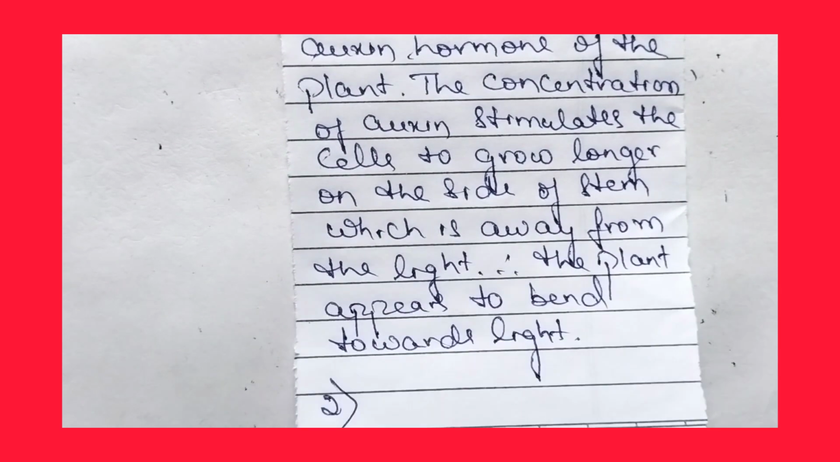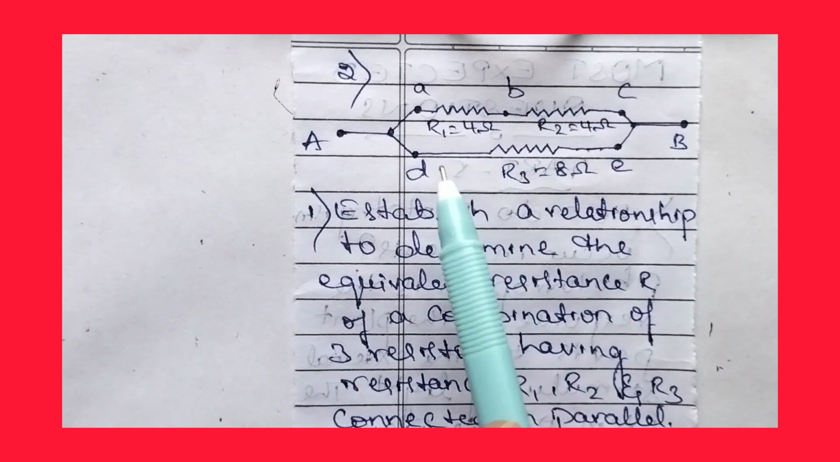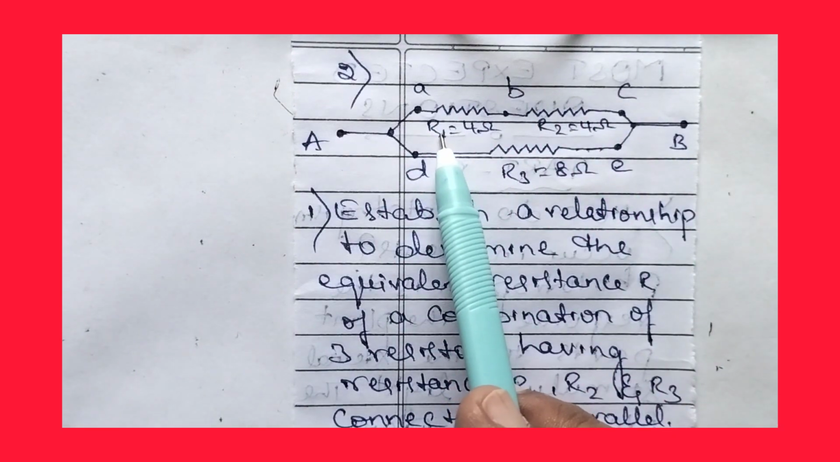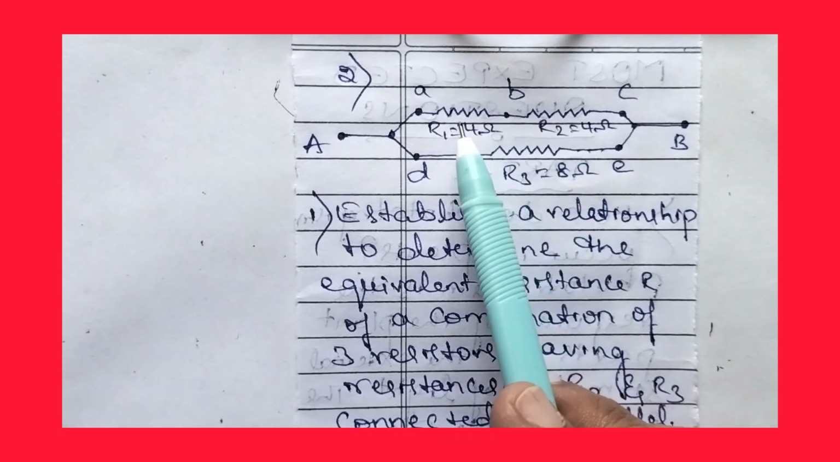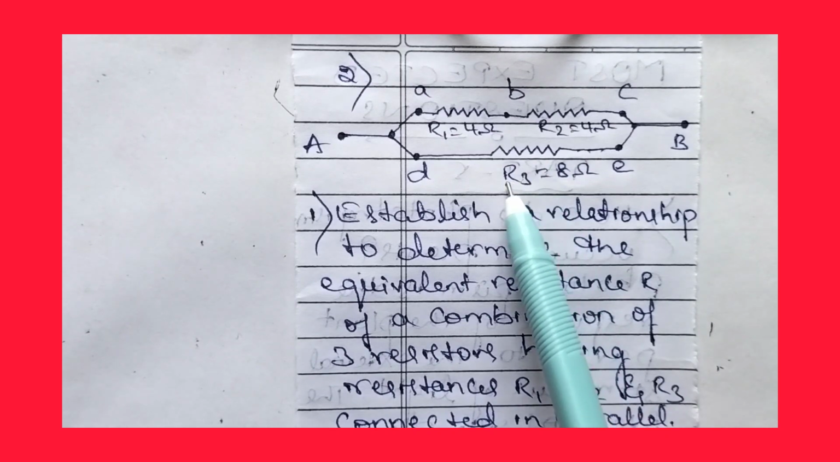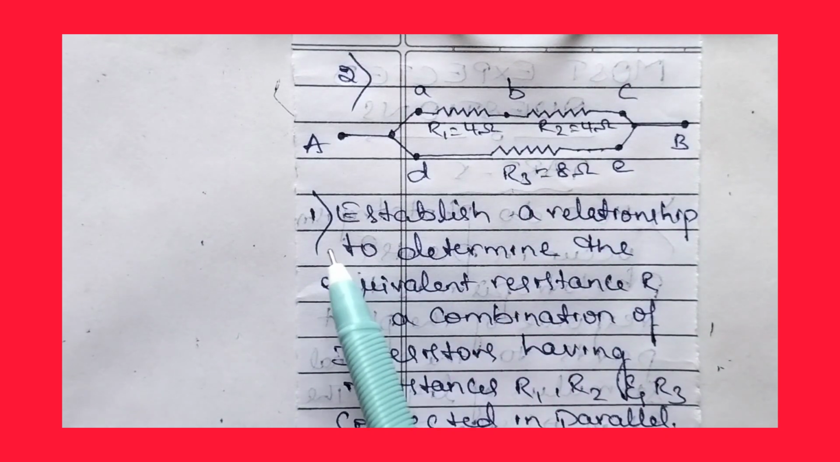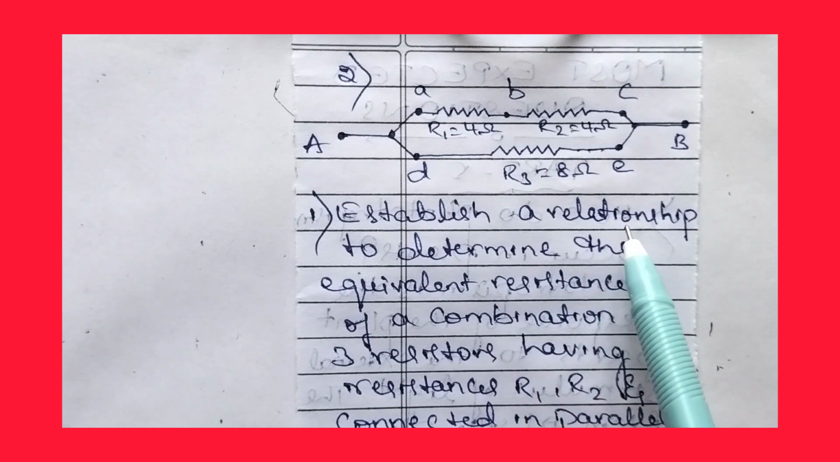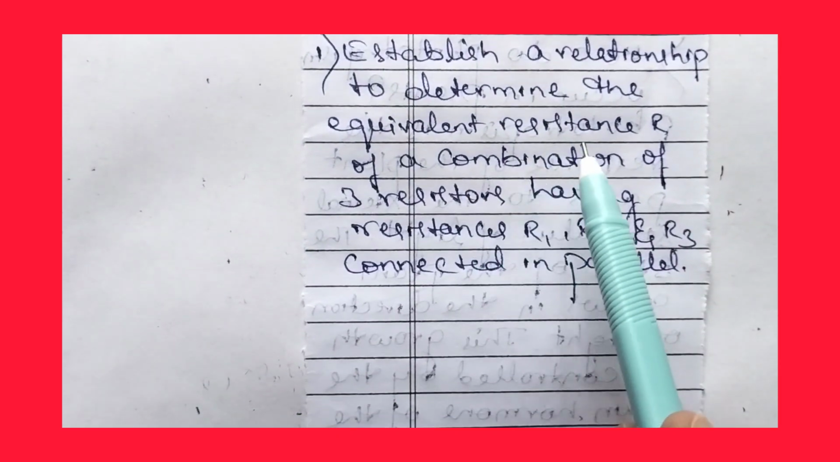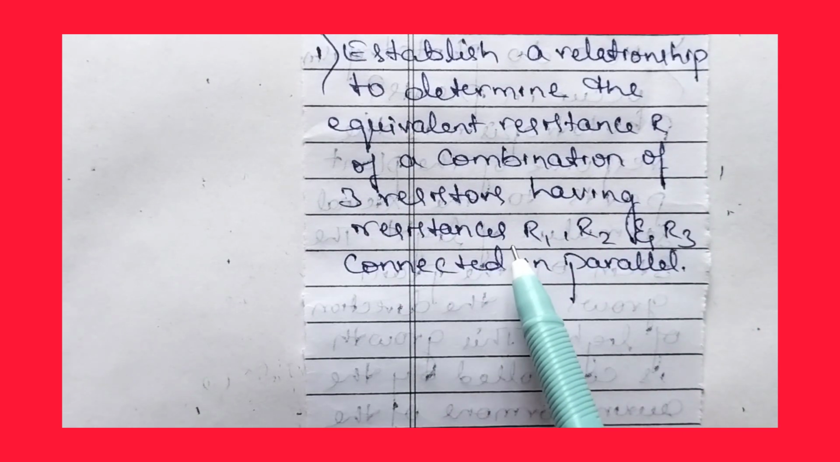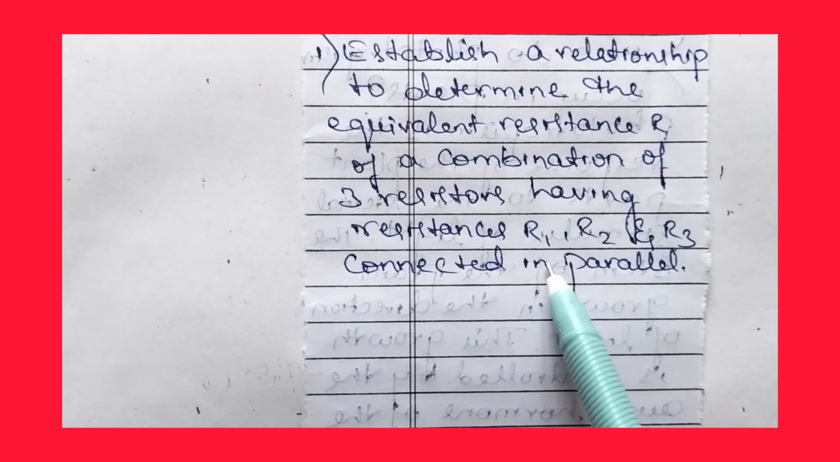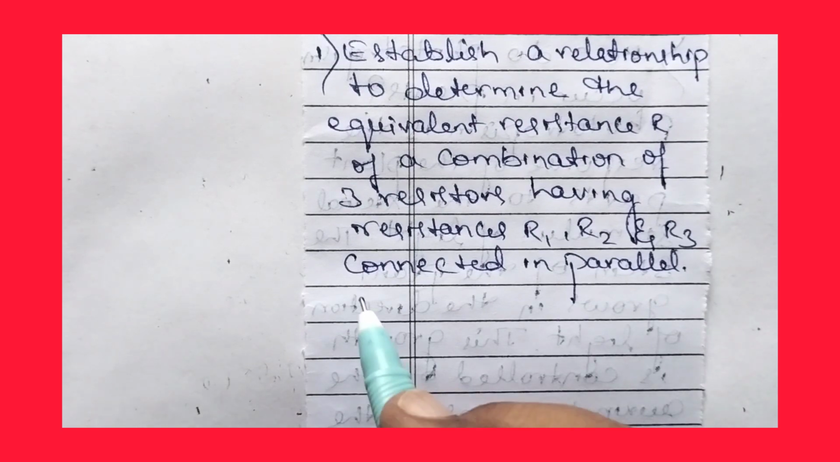In the second question, the circuit diagram is like this. R1 and R2, having a resistance of 4 ohm each, are connected in series, and R1 and R2 are in parallel with R3. The first question is, establish a relationship to determine the equivalent resistance R of a combination of 3 resistors having resistance R1, R2 and R3 connected in parallel. Now all three are connected in parallel. So now let us answer this question.